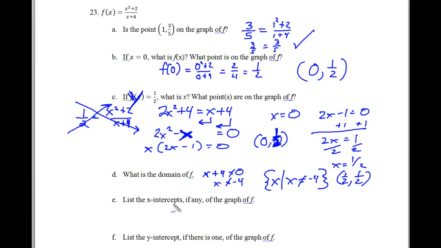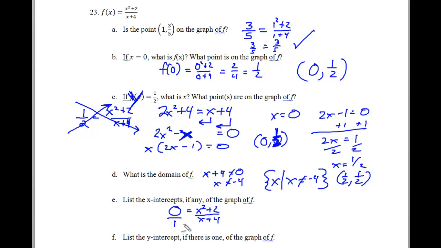List any x-intercepts. This is a situation where we are going to try to see when 0 is equal to x squared plus 2 over x plus 4. So we want to see when this hits the ground. So when does this hit 0? Now the calculator would give this away, but let's actually do the algebra for it.